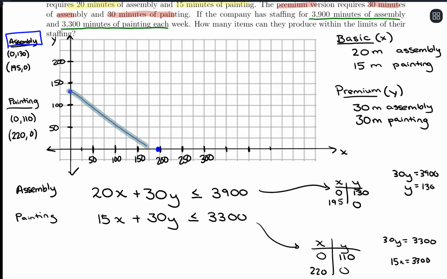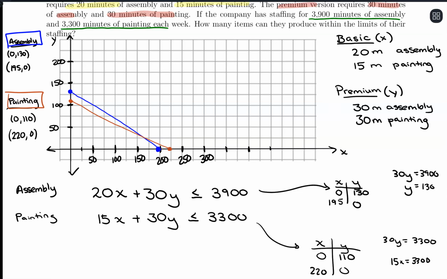And again, there's this kind of implied we're only going to be in the first quadrant here, because we're hiring for work, and so we expect them to do some work, and you can't have a negative amount of work happening here. Okay, and then, painting, 0, 110, which is maybe about there, and then 220, which is maybe about there, and then connect those with a line.